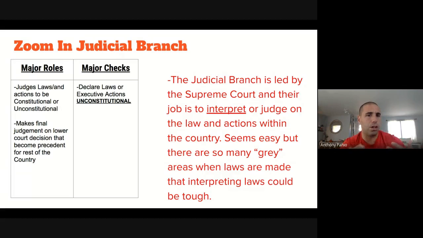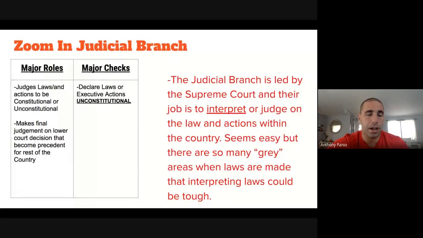So they're going to look at laws. They're going to look at situations that happen, right? They're going to look at what the president does. They're going to look at what the legislative branch does. They're going to look at what Congress does. And they're going to say, is this action legal or illegal? I mean, this is what courts do. This shouldn't be much of a surprise. But specifically, the judicial branch is focusing on how laws are meant to be interpreted, legal or not, or how actions in the government are meant to be legal or not.